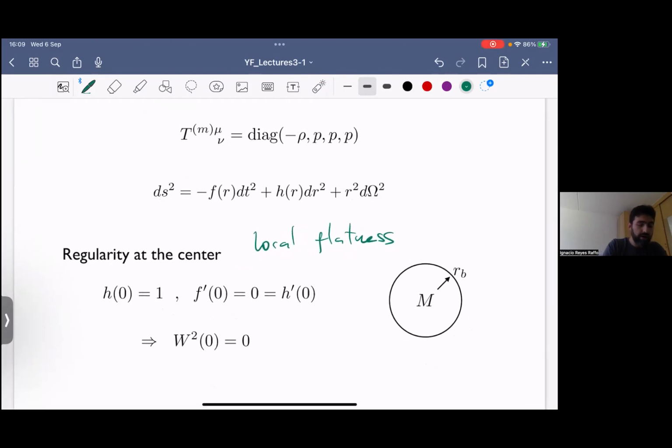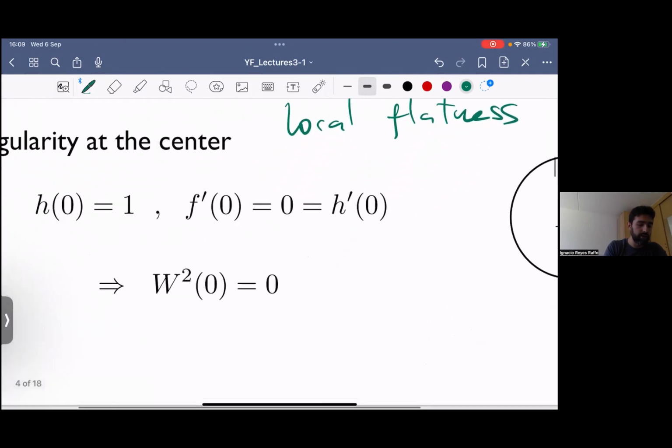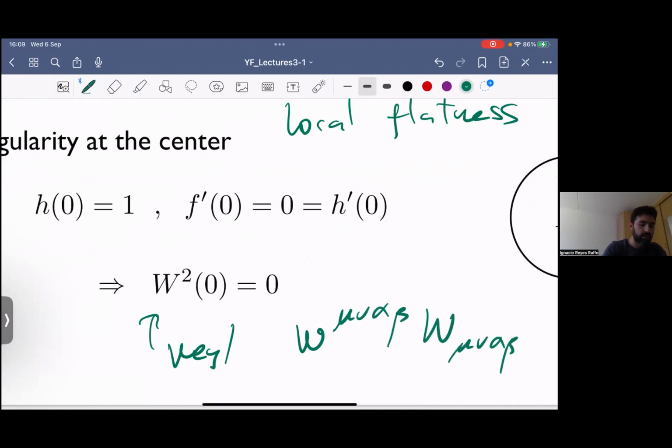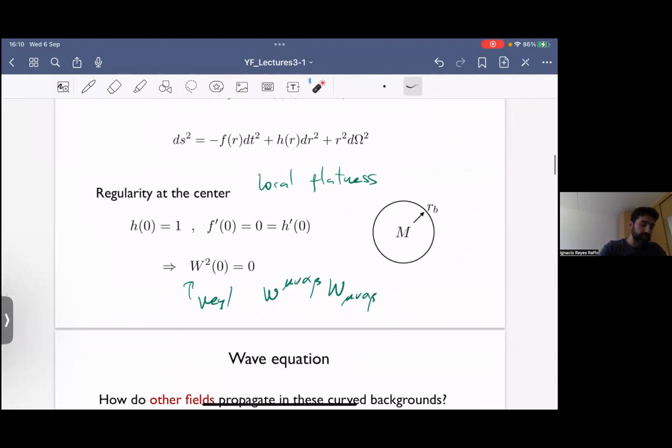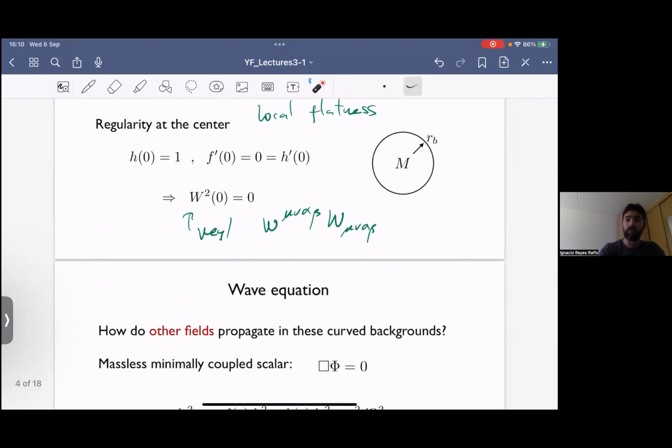Now, if we require local flatness of this metric at the origin, you can very easily show, and we're going to use this in a moment, that the square of the Weyl tensor, so this would be like this thing, vanishes identically at the origin. For now, just take that as an observation. I'm not saying that the components of the Weyl tensor vanish. I'm saying that if you take the square and you sum all these components, that thing vanishes at the origin.